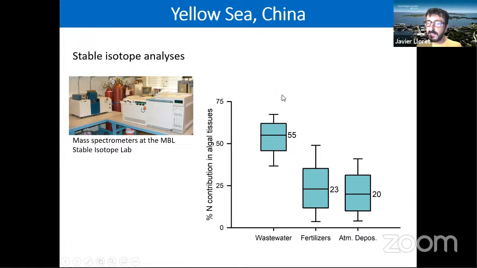And it turned out that wastewater was the major source of that nitrogen, with equal contributions from the other two sources. So basically what it means is that the land development, the urbanization and industrialization of the coast of China is responsible for the occurrence and magnitude of these huge algal blooms that they've been experiencing every summer since 2007.